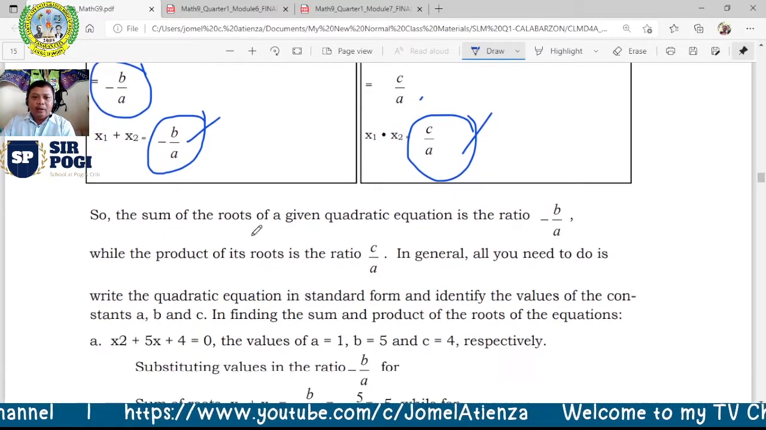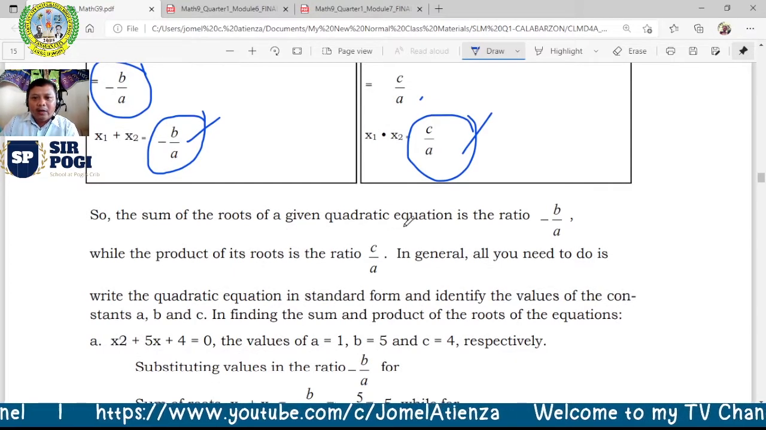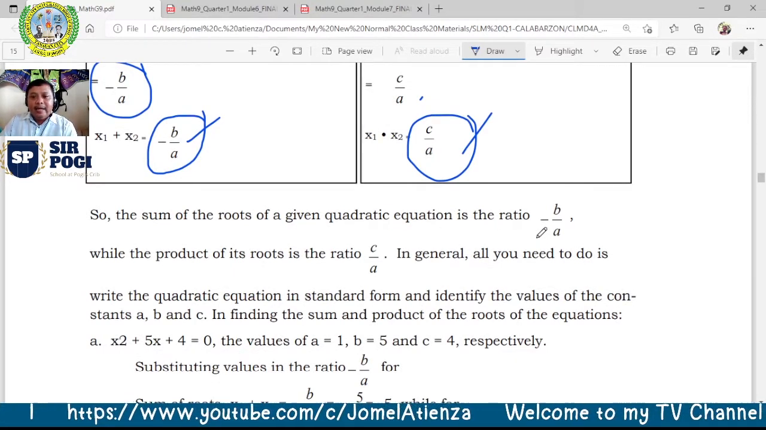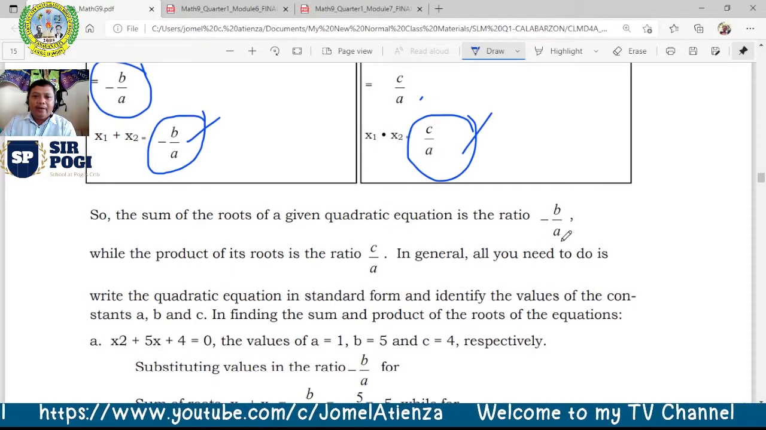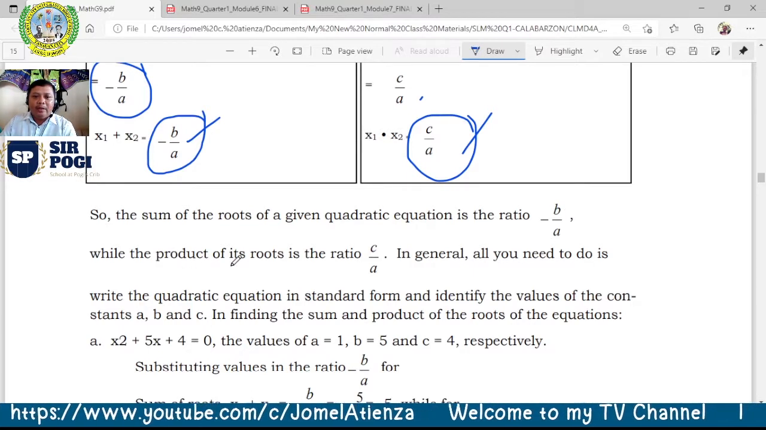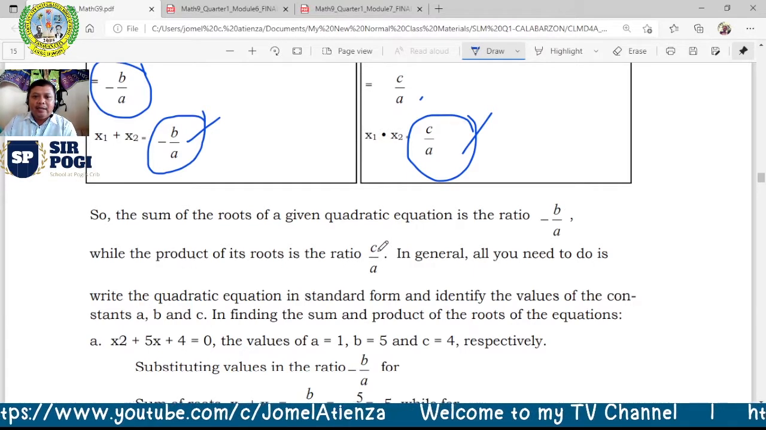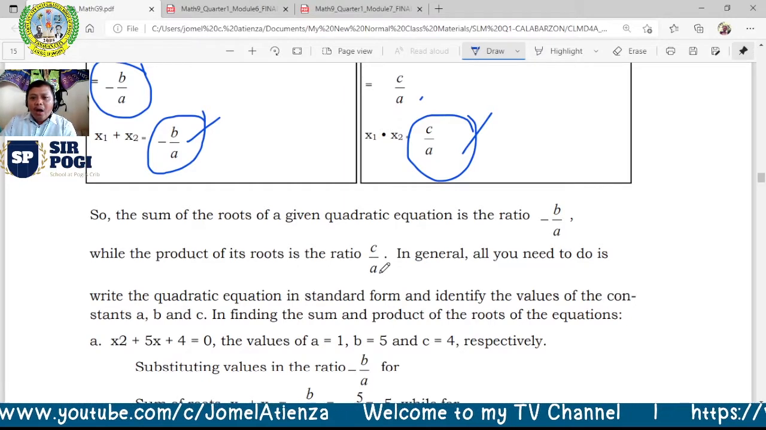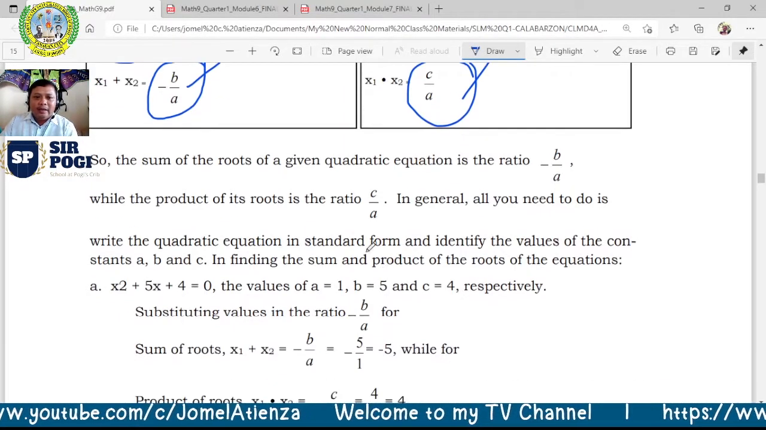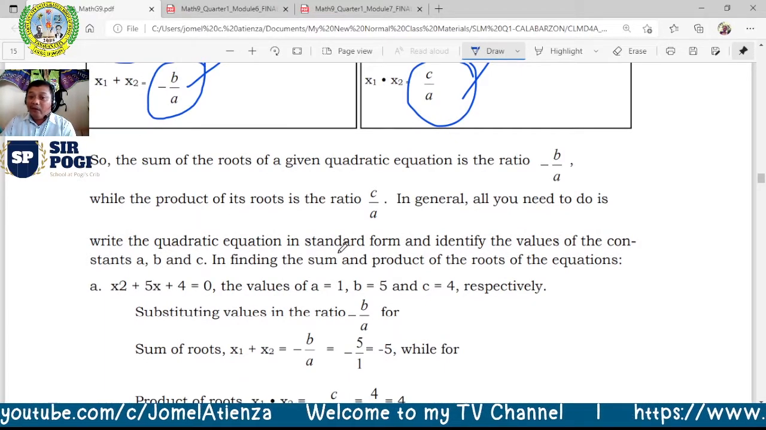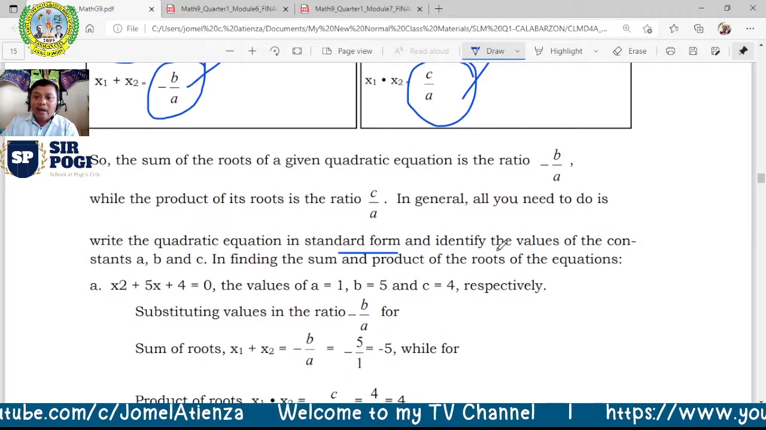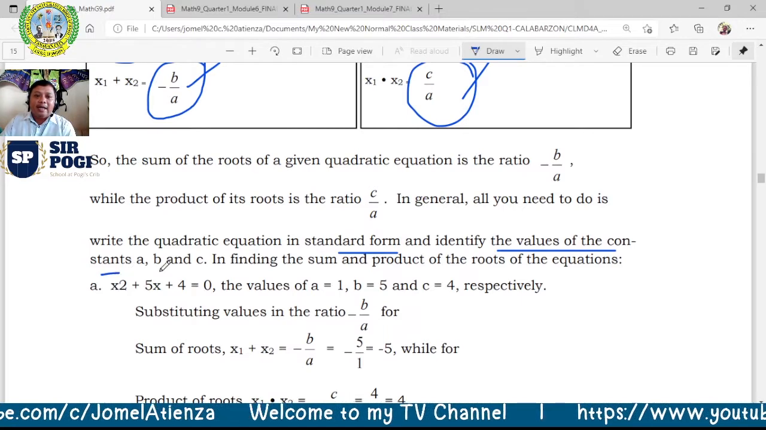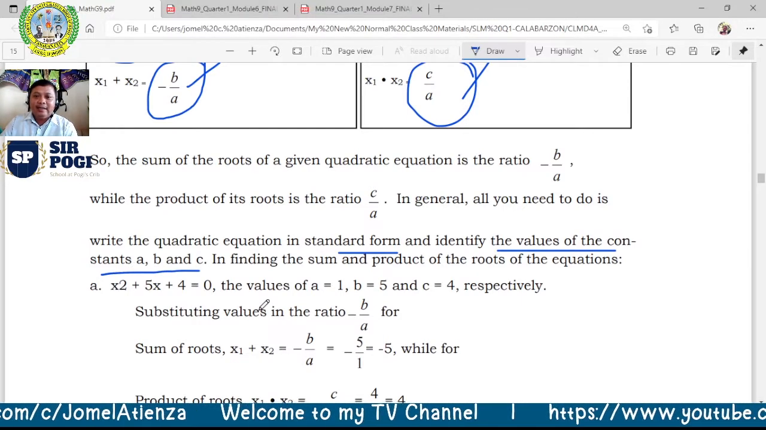So, the sum of the roots of a given quadratic equation is the ratio of negative b over a, while the product of its roots is the ratio of c over a. Okay? So, in general, all you need to do is to write the quadratic equation in its standard form, then identify the values of the constants a, b, and c.